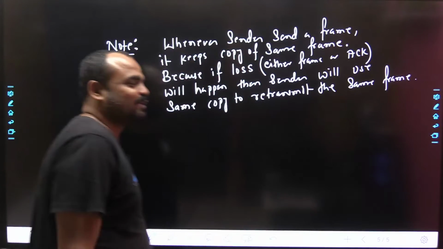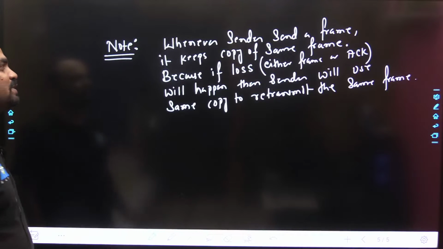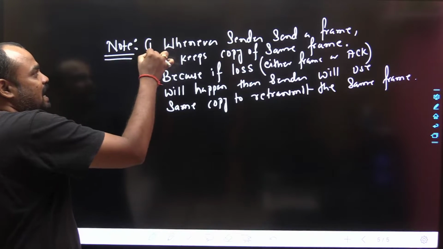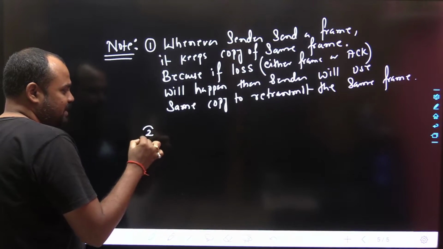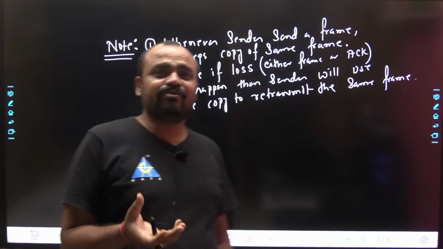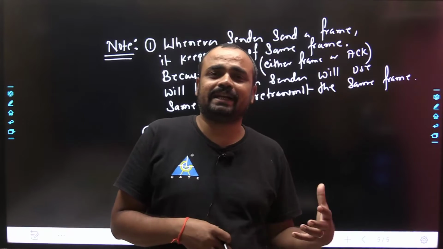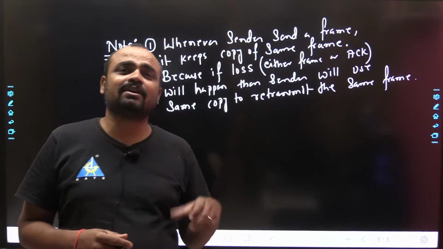Are you getting my point or not? So this is the first point that we are identifying in this analysis. The second point is how much time the sender will wait for the acknowledgement. It should be limited, and for that reason the sender sets a timer.